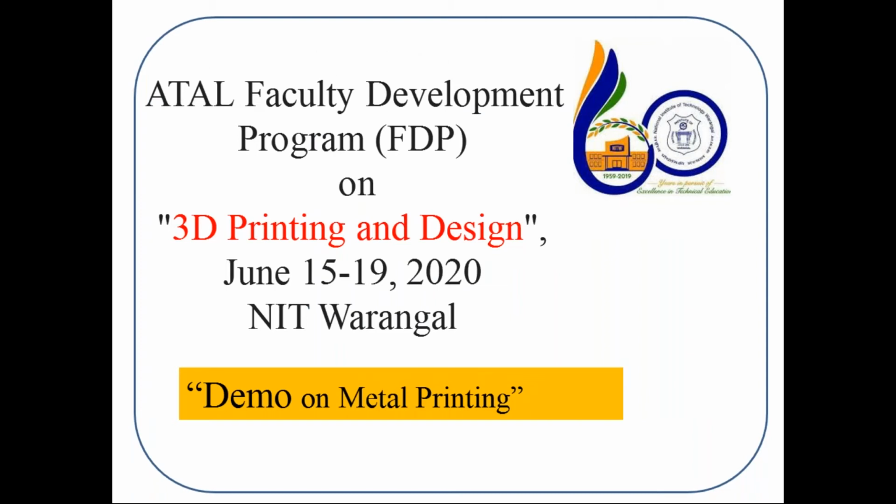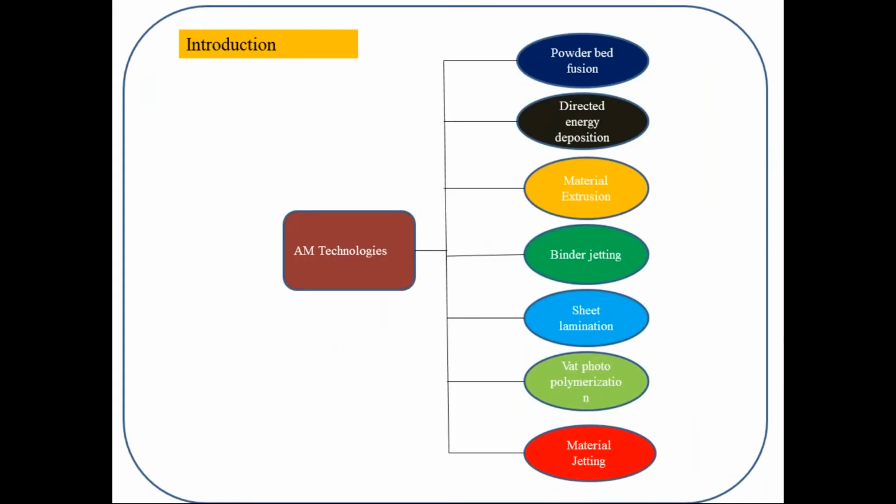This is Banerjee. I am a PhD scholar at NIT Warangal under the guidance of Ravi Kumar sir. First, an introduction to AM technologies. There are 7 AM technologies. One is powder bed fusion. Second, direct energy deposition. Third, material extrusion. Fourth, binder jetting. Fifth, sheet lamination. Sixth, vat polymerization. And seventh, material jetting. Ravi Kumar sir has already explained the details of these technologies.